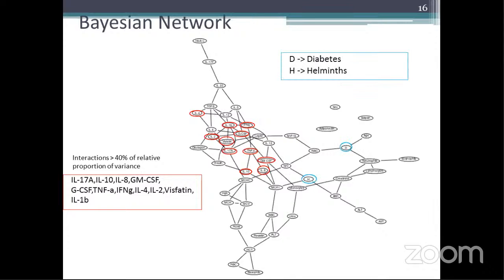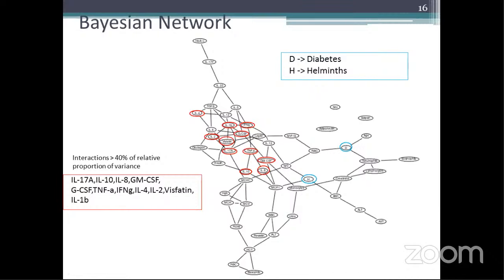Also, we included 2 terms here, D and H, which mean D for diabetes and H for Helminth. This suggests that H captures the information of the samples that have Helminth infection and that don't have Helminth infection. Similarly, D is a node that captures the information of the samples that have diabetes and that don't have diabetes.